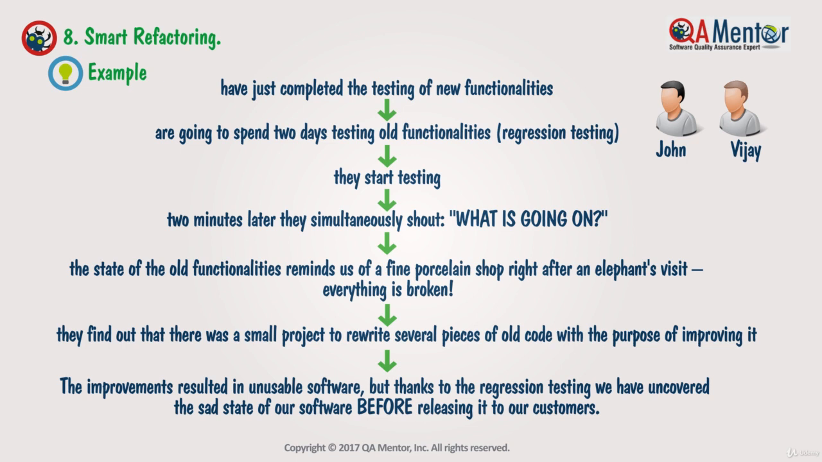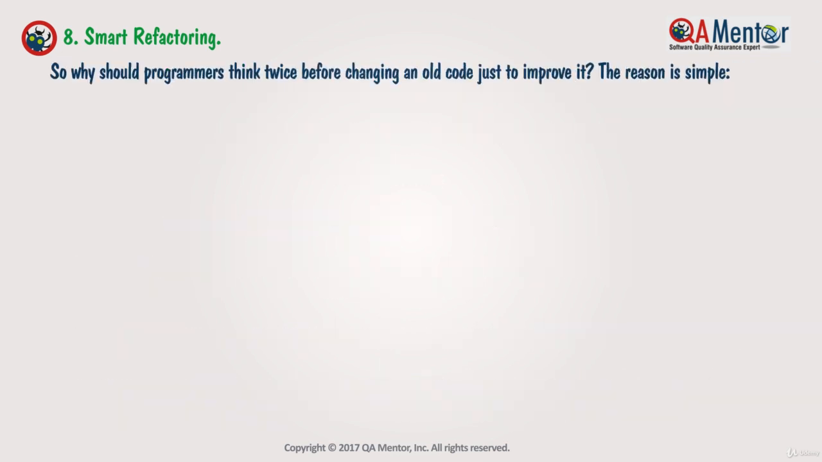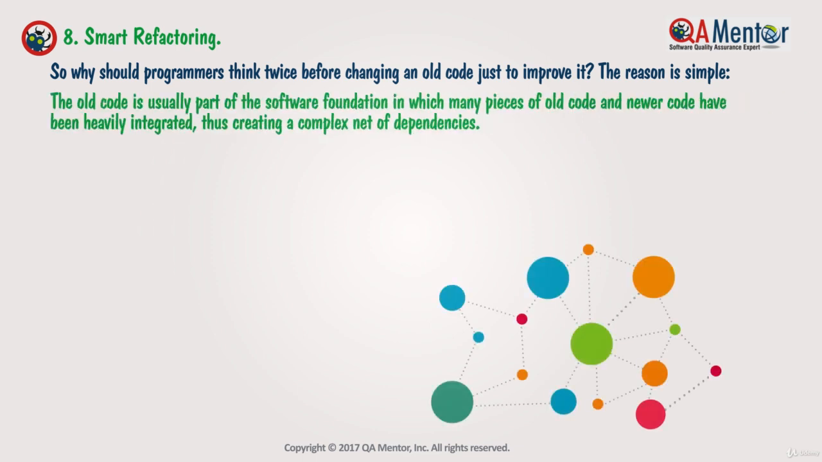Situations like the above happen in software companies over and over again. So why should programmers think twice before changing an old code just to improve it? The reason is simple. The old code is usually part of the software foundation in which many pieces of old code and newer code have been heavily integrated, thus creating a complex net of dependencies.